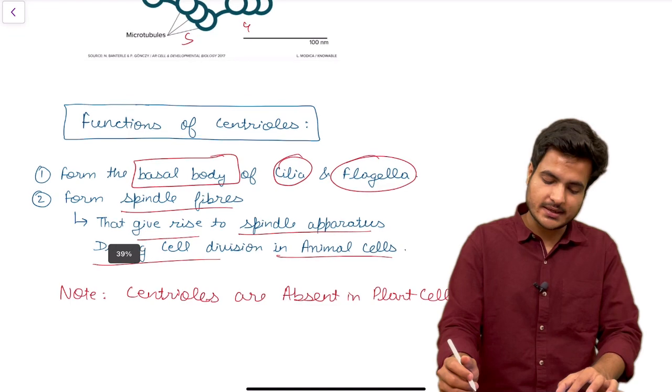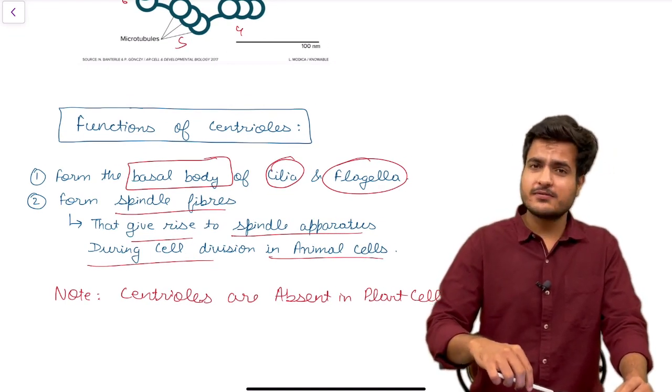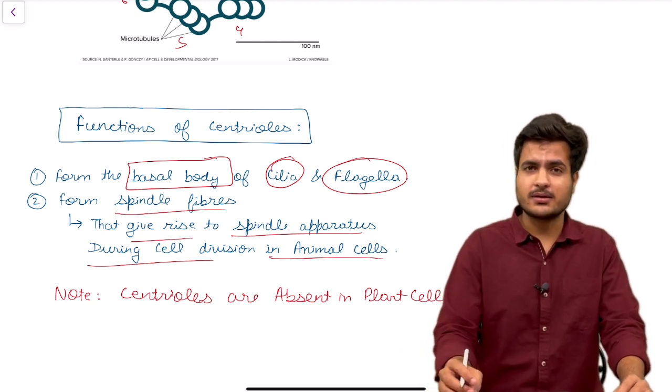You need to remember that centrioles are absent in plant cells, but they are present in only lower plants. And with this we have completed the discussion of the cytoskeleton.